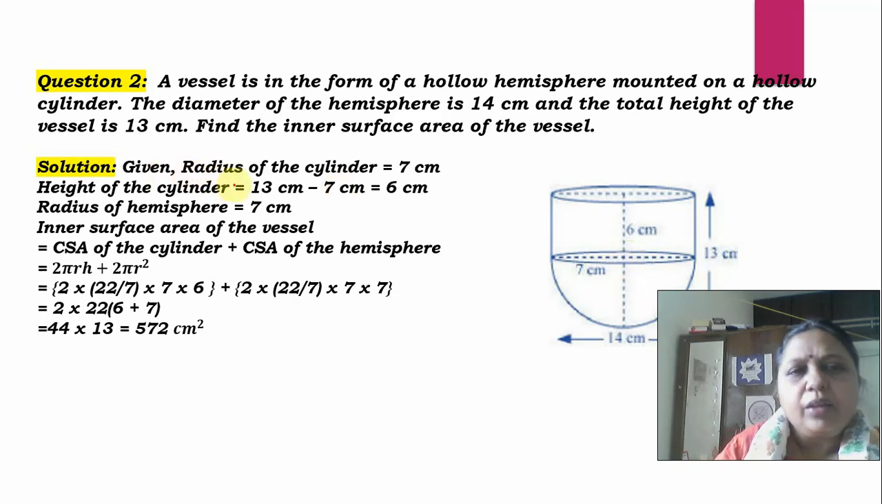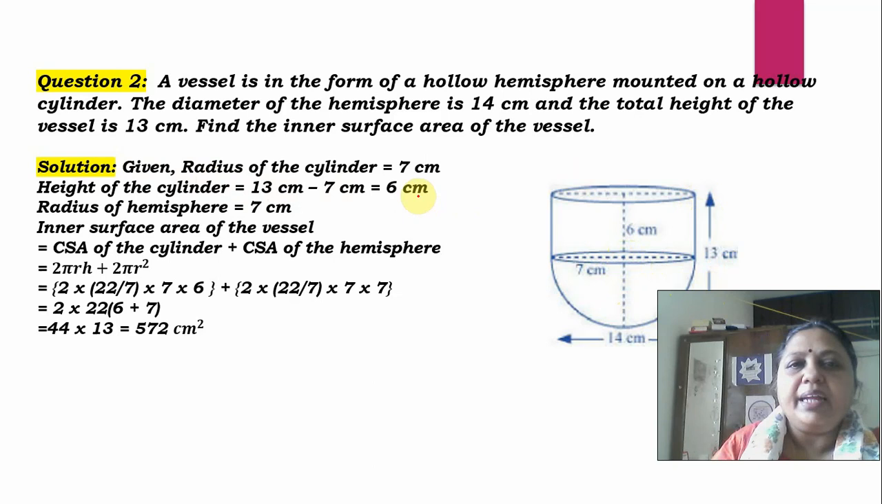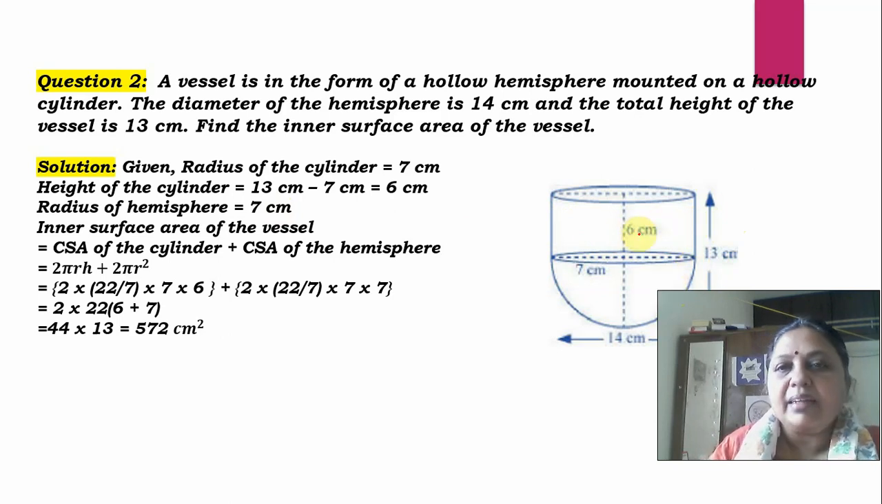What is the height of the cylinder? The total height is 13 centimeter. If I subtract 7 from it, I will get 6 centimeters. Okay. Therefore, radius of the hemisphere is also 7 centimeter. Now, the inner surface area of this figure or of this vessel is nothing but the curved surface area of the cylinder plus the curved surface area of the hemisphere.